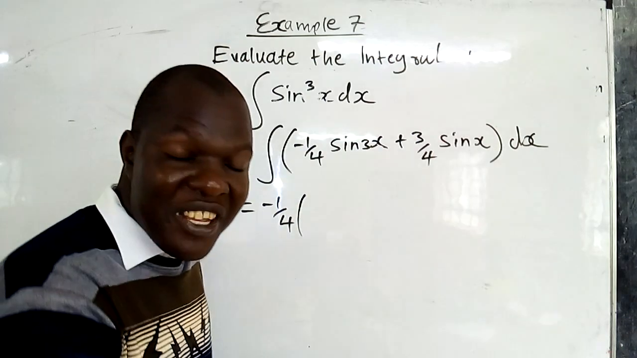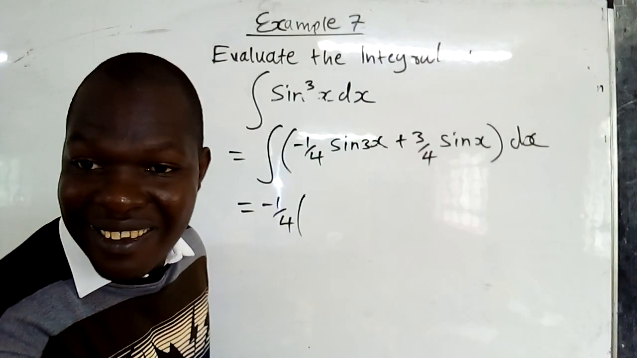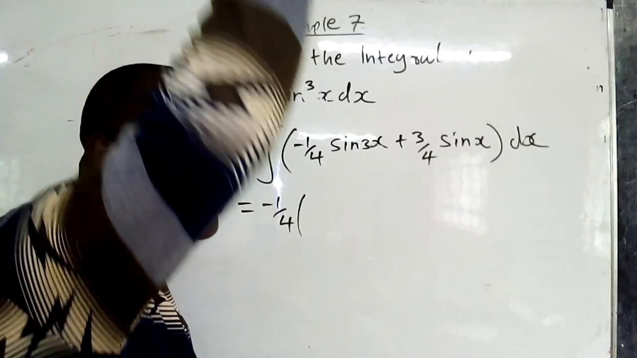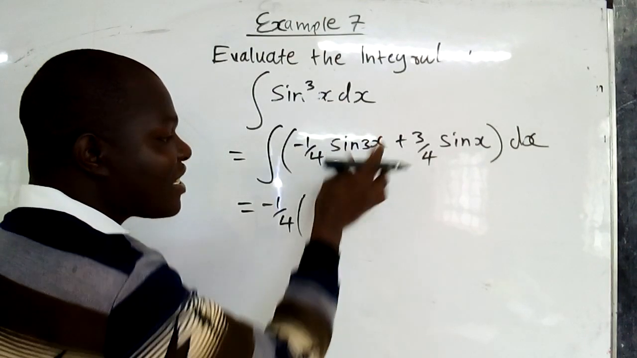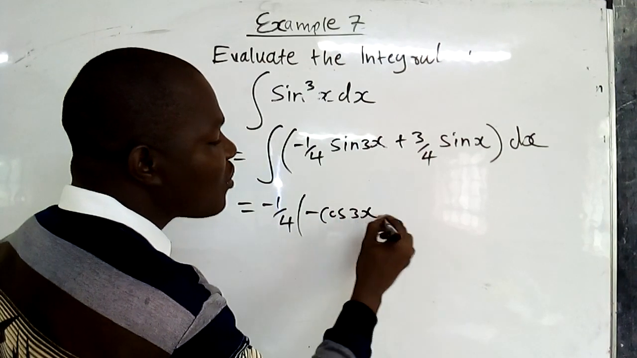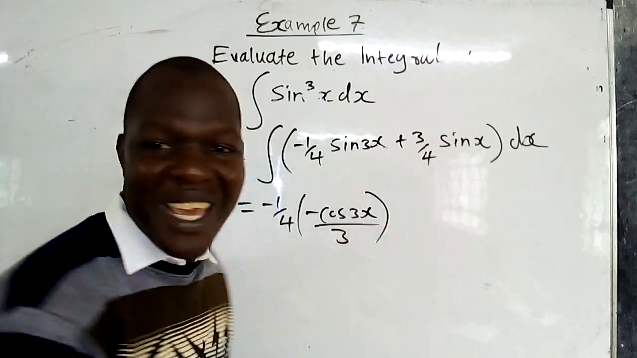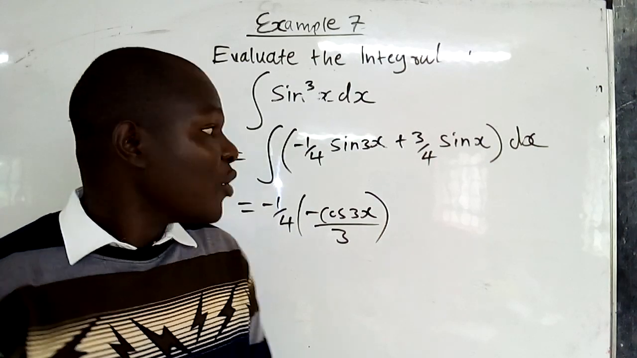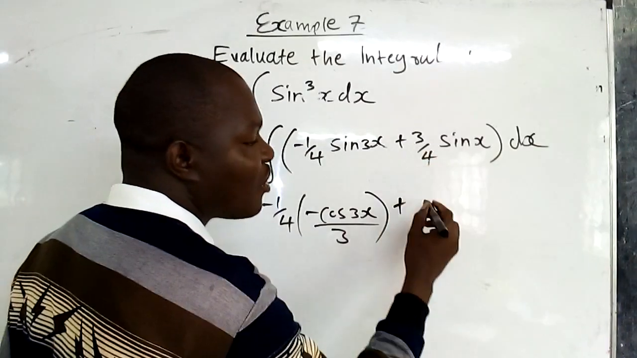negative. Remember, if you differentiate sine, you get positive cos. Are you seeing? Meaning if you are integrating sine, you get negative cos, isn't it? So integrating sine 3x is the same as negative cos 3x. Then you divide by the derivative of the inner function. Are you seeing? Are we together? Good. Then it is plus, the constant here is 3 over 4.